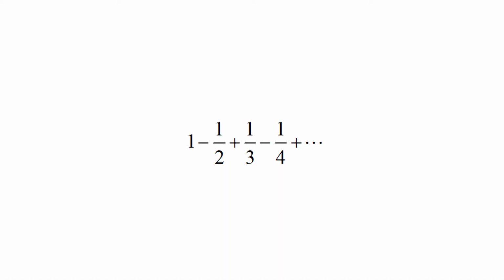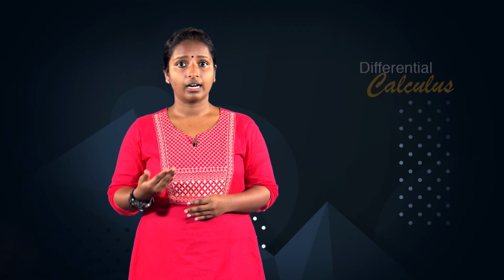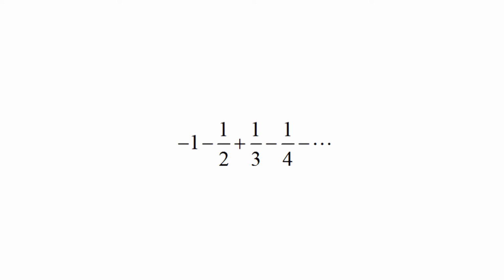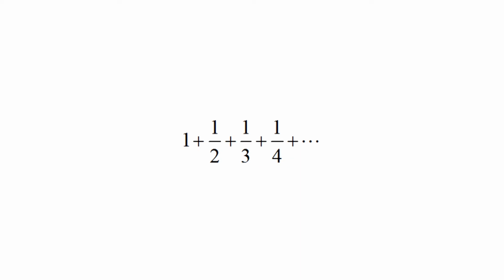If x equal to 1, the series becomes 1 minus 1 upon 2 plus 1 upon 3 minus 1 upon 4 plus etc., which is the convergent alternating harmonic series. If x equal to negative 1, the series becomes negative 1 minus 1 upon 2 minus 1 upon 3 minus 1 upon 4 minus etc., a scalar multiple of the divergent harmonic series 1 plus 1 upon 2 plus 1 upon 3 plus 1 upon 4 plus etc., and hence it diverges.